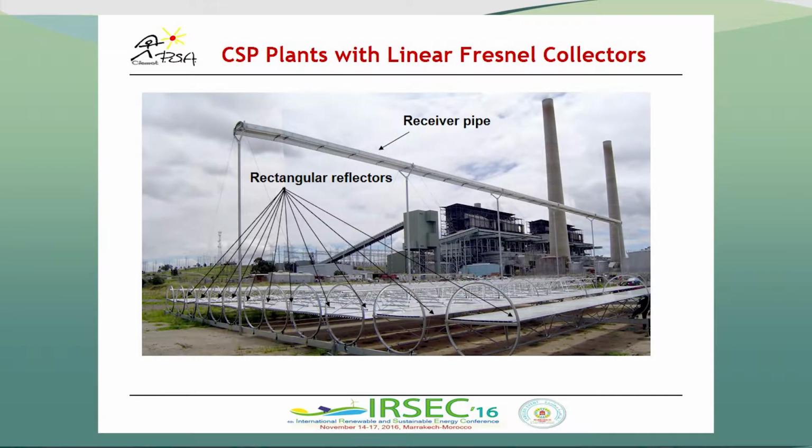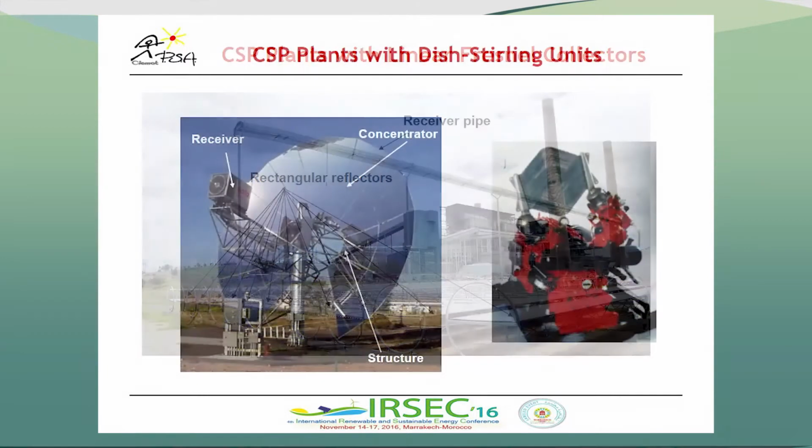Linear Fresnel. The receiver is static, is fixed, doesn't move. Only those mirrors near the ground are moving. And this is the cheapest configuration to build, but it has also the lowest efficiency. So we have to balance between both things.